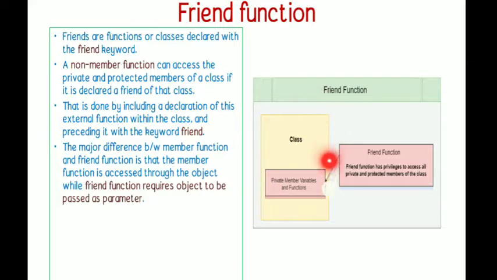So the class contains many private protected members, and this protected or private members can be accessed by the friend function. Normally these private and protected members can be accessed by the member function of this class only, but friend is a non-member function. It is not a member of the class, but it can get the access to the private and protected member when it is defined with the keyword friend.